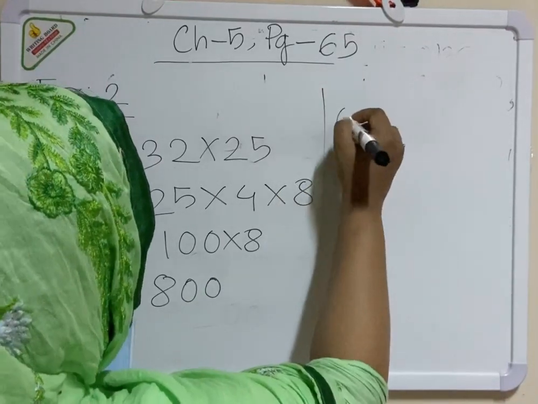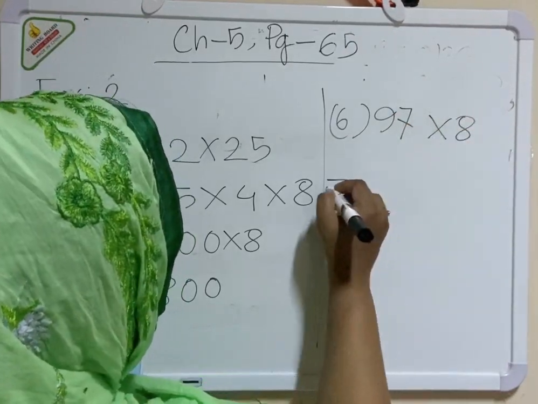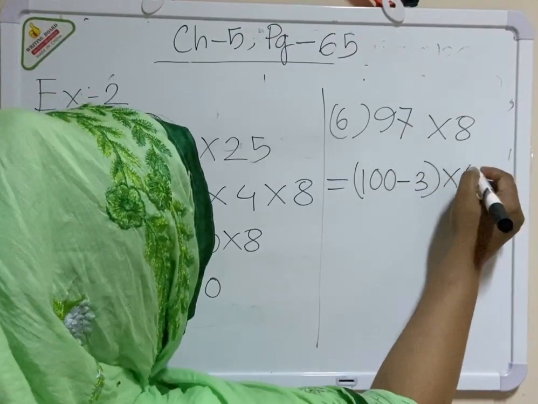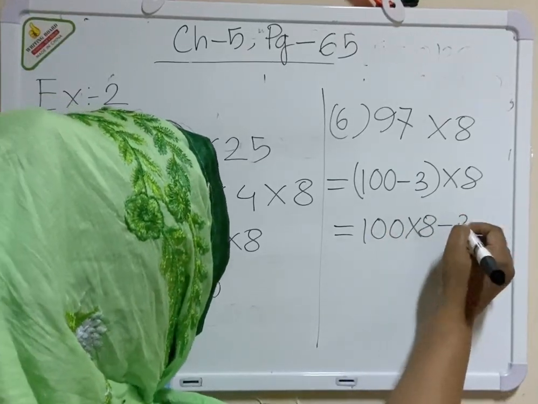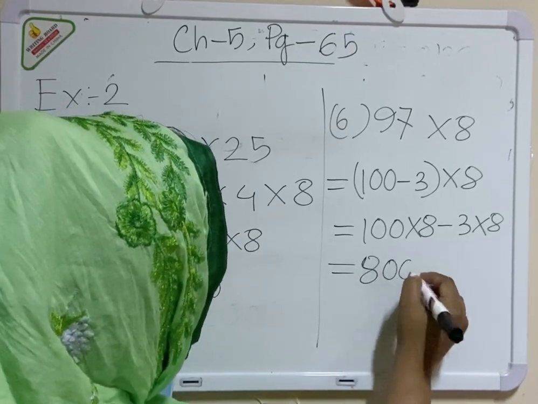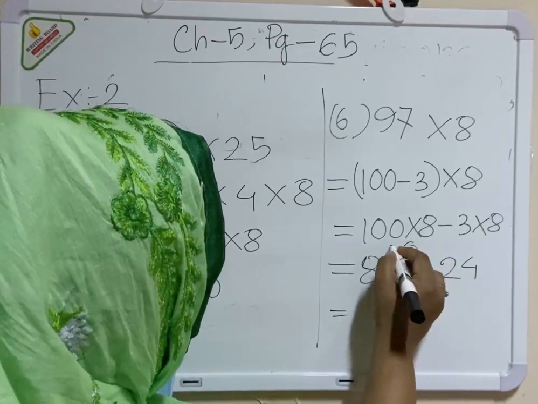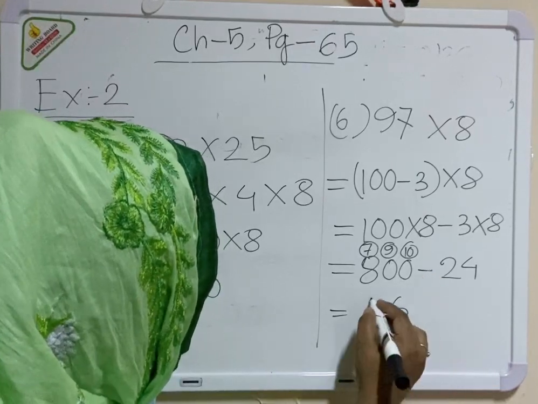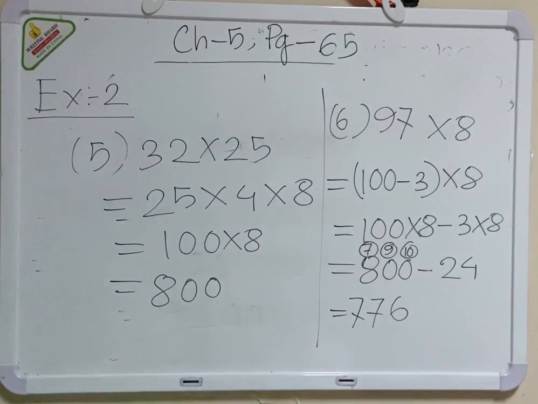Now 697 into 8. 100 minus 3 into 8. 100 into 8, 3 into 8. 100 is 800, 3 is 24. 10 minus 4 is 6, 9 minus 2 is 7, 7 is like that. So write these things in your notebook.